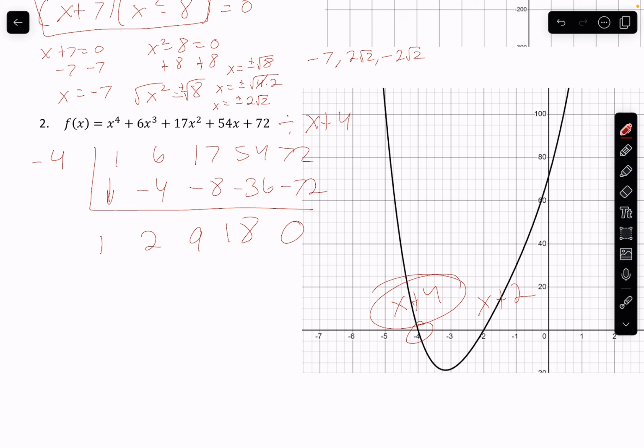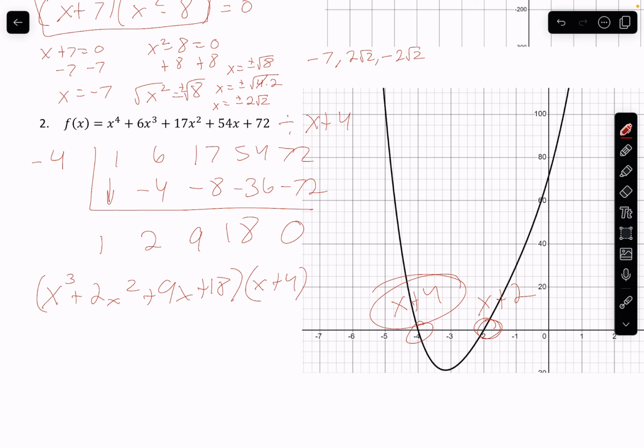All right, so at this point, our resulting polynomial is x cubed plus 2x squared plus 9x plus 18, times x plus 4. So we can look at this. You could try to factor this by grouping at this point if you want to. Or since we have a graph, you can divide the other root into it. Either method, in this case, is actually going to work.